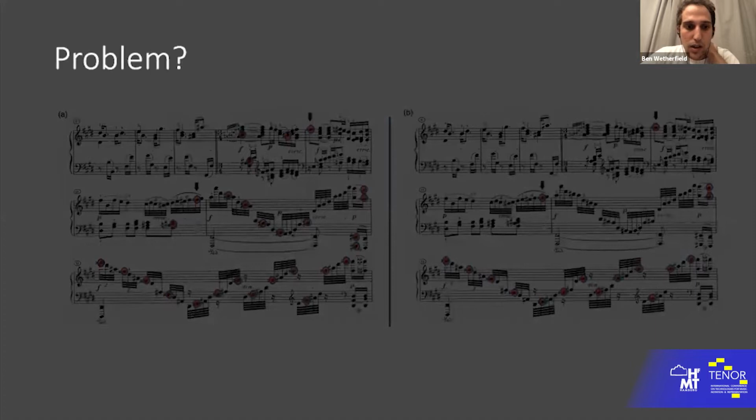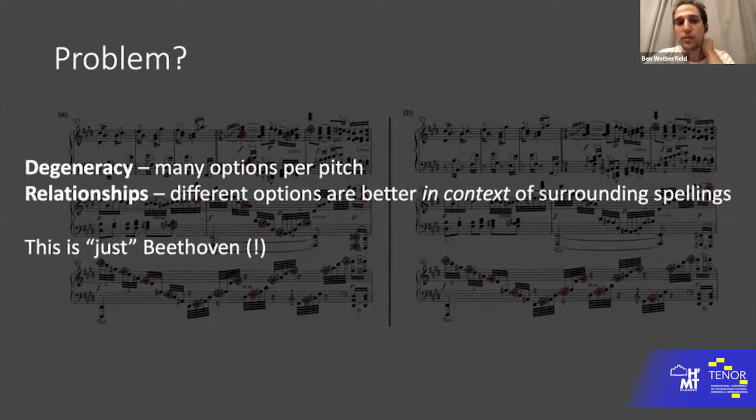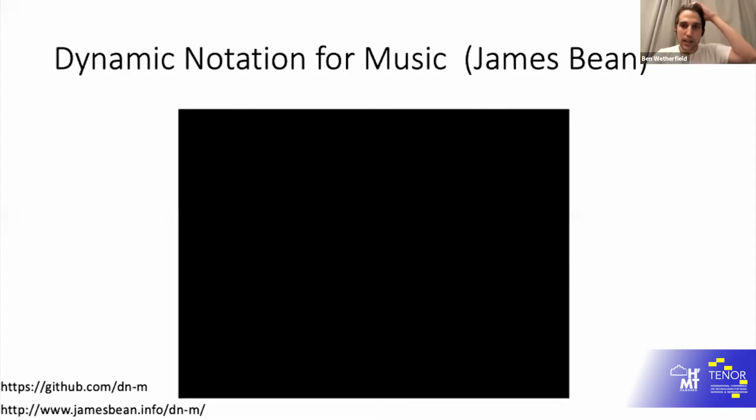So just recapping what I was saying, this is just Beethoven, but clearly the problem is quite tricky. When you have a harmonically complex passage, you've got various problems that are leading to ambiguities in spelling. I've called them here degeneracy, having many options per pitch, and relationships, being basically that your pitch spellings are determined by intervallic relationships. So it's very context dependent, and it's difficult to nail it down.